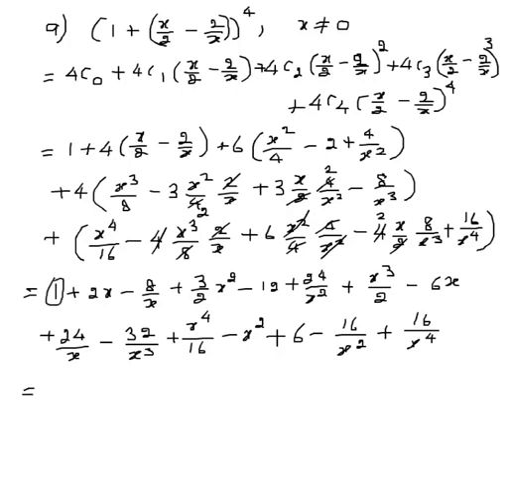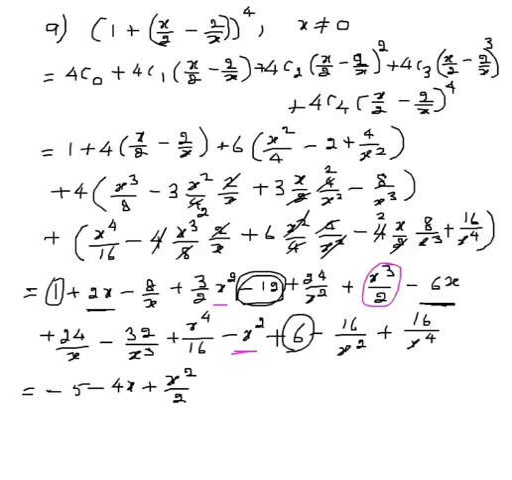We have 1 minus 12 and plus 6, which is minus 5, and then we will write x term. We have plus 2x minus 6x, therefore it is minus 4x. Now x square term, 3 by 2 x square and minus x square divided by 2, and then x cube term, we have x cube by 2.